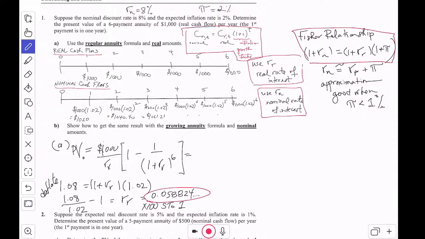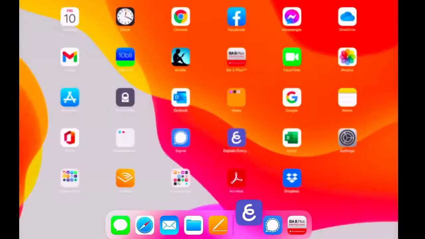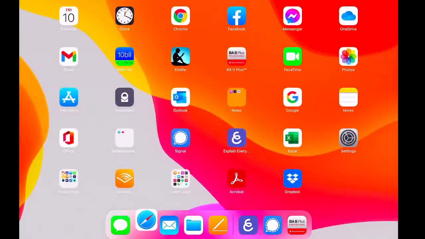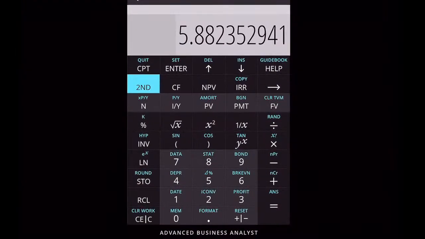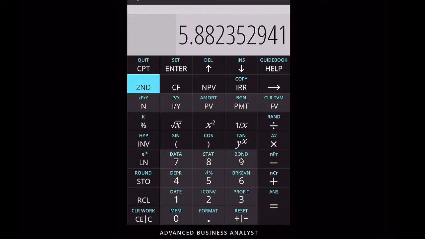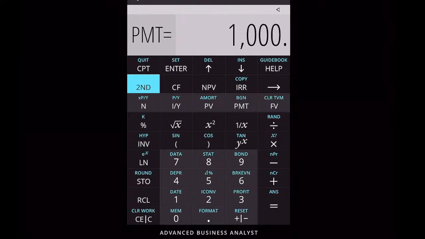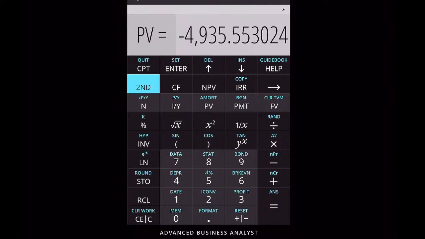So I'm going to use $1,000 for 6 years. I'm going to store 1, and then put 6 years, recall 1 into interest with all those decimal places. Payments are 1,000, and I'm going to override FV to compute PV, and that is the answer: $4,935.55.